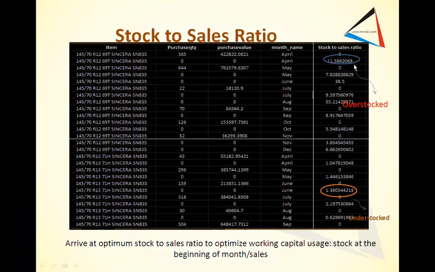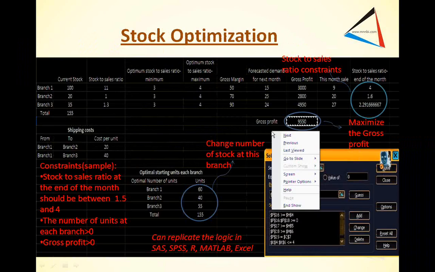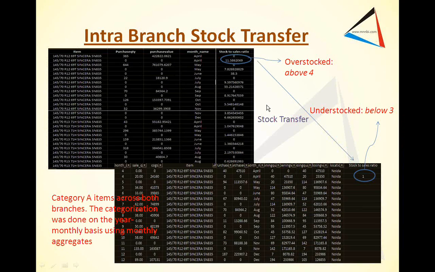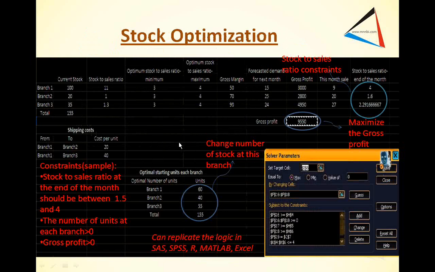Again, if the stock to sales ratio as given here is between 3 and 4, then it's the right stock. If it's above 4, it's overstocked. If it's below 3, it's understocked. So where it's overstocked, you need to transfer the material to the understocked branches, and therefore the company can save a lot of money. For this particular analysis, we used the monthly aggregates.